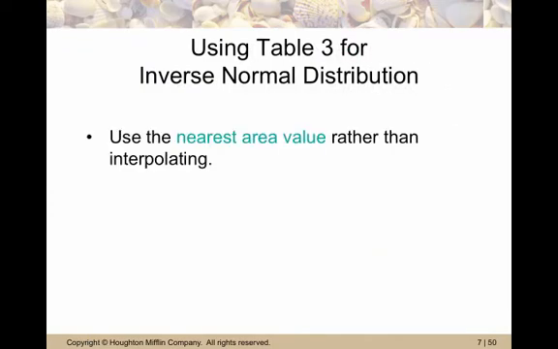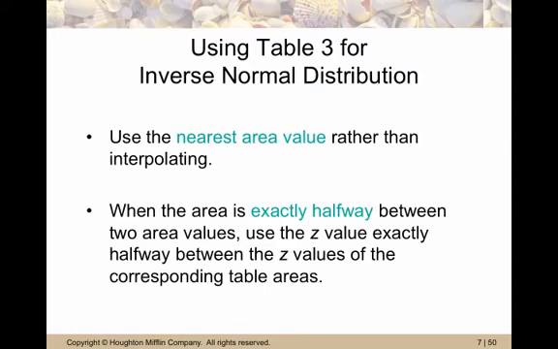Use the nearest area value rather than interpolating and trying to be more specific than that. If you need to, when the area is exactly halfway between two area values, use the z-value exactly halfway between the z-values of the corresponding table areas. So one will be closer than the other, or it'll be exactly halfway in between. Figure out which case you've got.